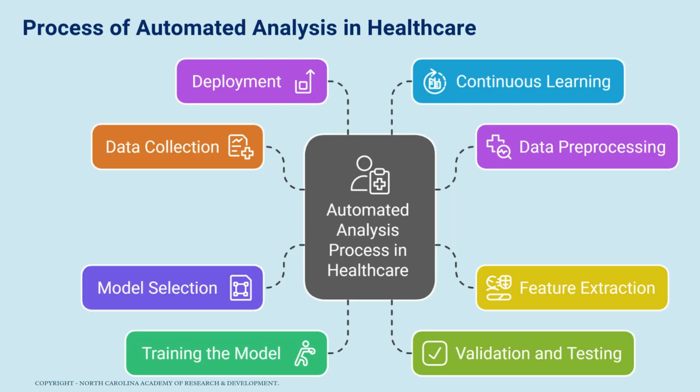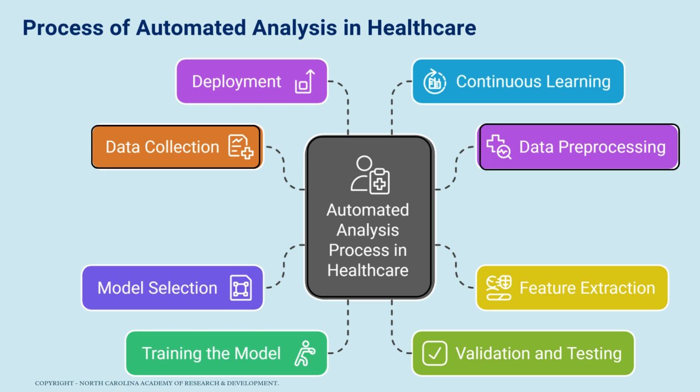Let's understand the process. Imagine this: thousands of pieces of data, from electronic health records and lab results to imaging scans and patient histories, flowing into a system. This is where data collection comes in, gathering diverse medical information from every possible source. Once all that data is collected, the next step is pre-processing. Think of it as tidying up a cluttered room. We clean, organize, and standardize the data, removing errors and duplicates to ensure everything is accurate and consistent.